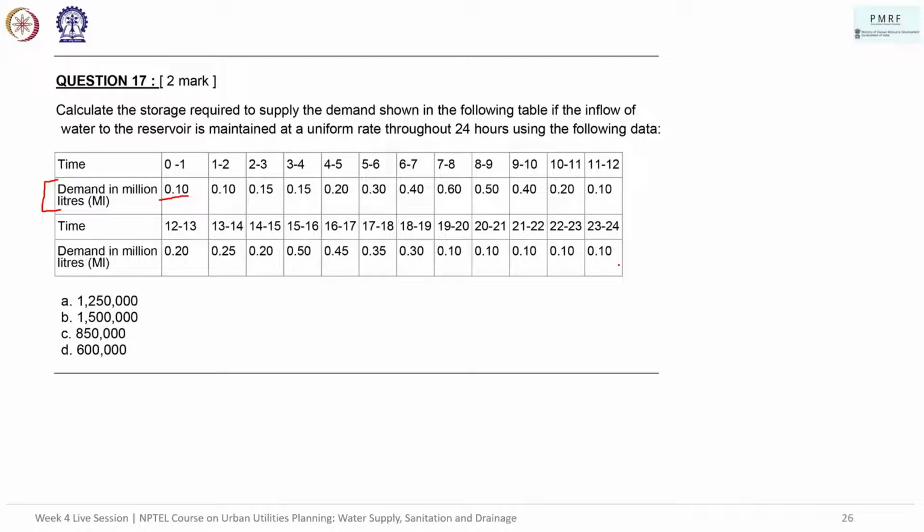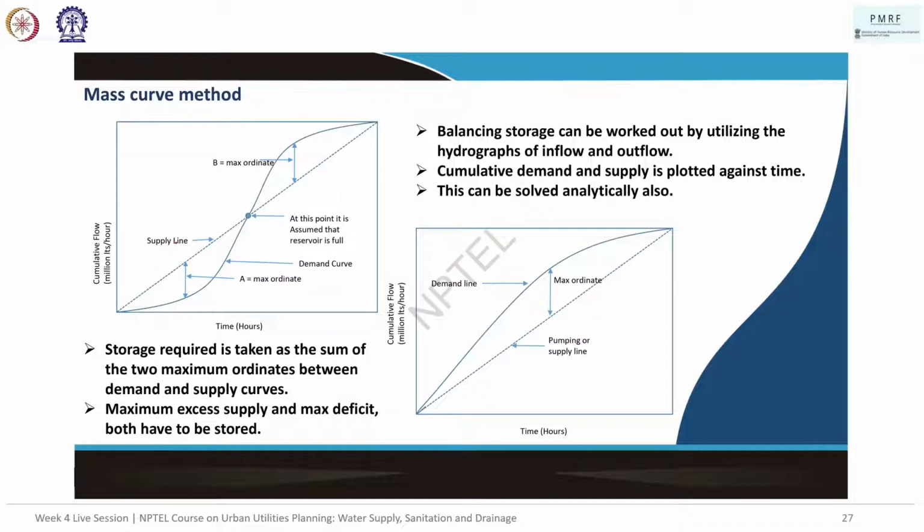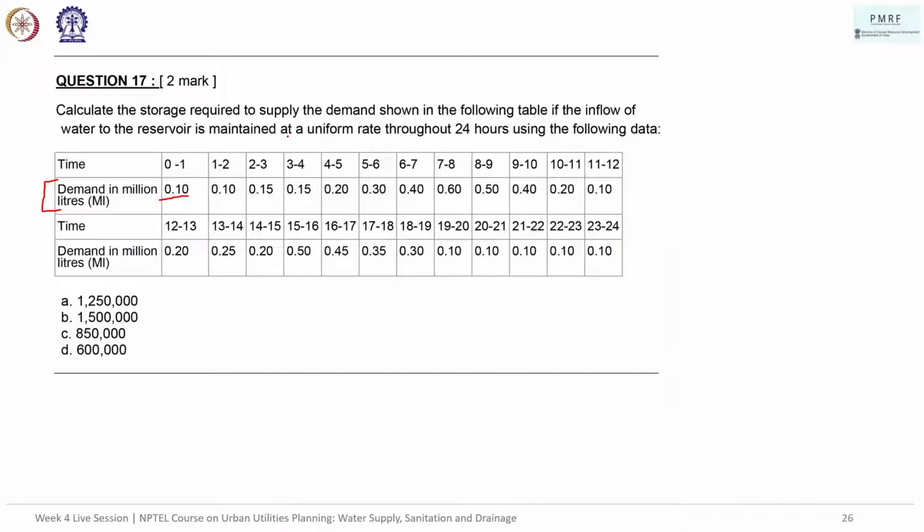So when we are about to, how do we figure out? There are two components to solving the mass curve. If you remember, we have the supply line and the demand line, right? So here also this is the demand line and this is the supply line. Here this is the supply line and this curve is the demand line. We have demand here, so how do you figure out what the supply is?